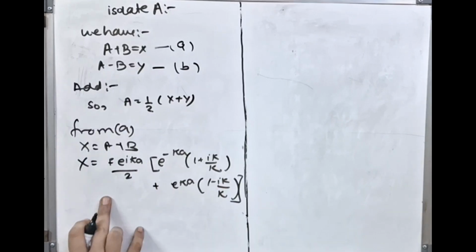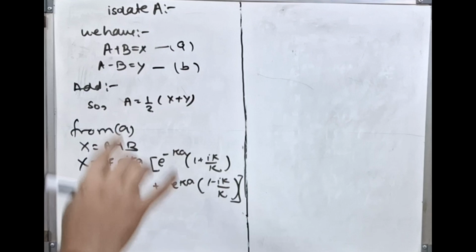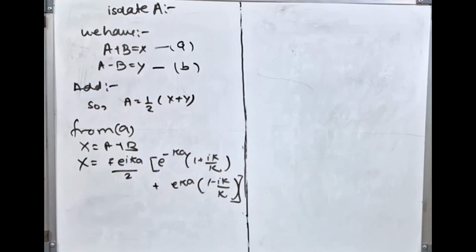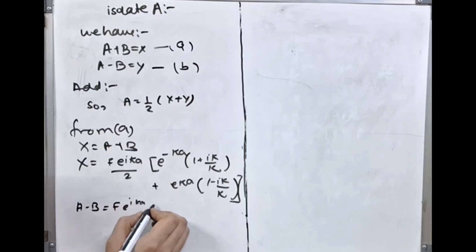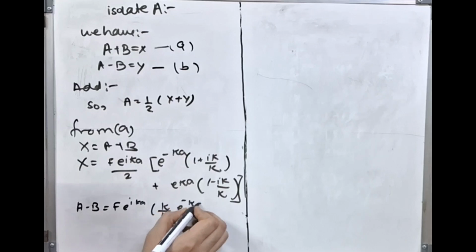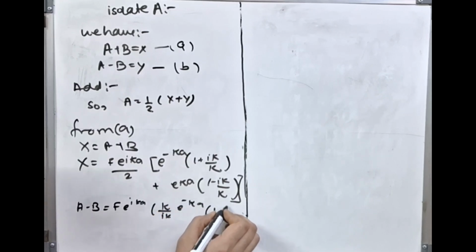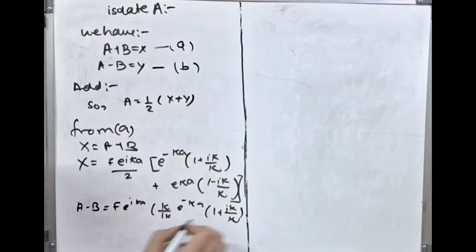And similarly, we can construct our y. Now for this equation, we need to divide this equation by i k, which makes it simpler. So i (a minus b) first, if we divide it, it becomes f e raised to i k a, kappa by i k e raised to minus kappa a (1 plus i k by kappa) minus kappa by i k e raised to kappa a (1 minus i k by kappa).